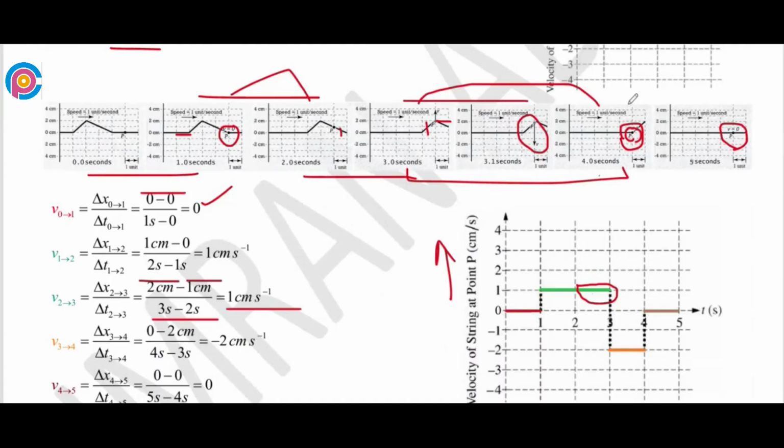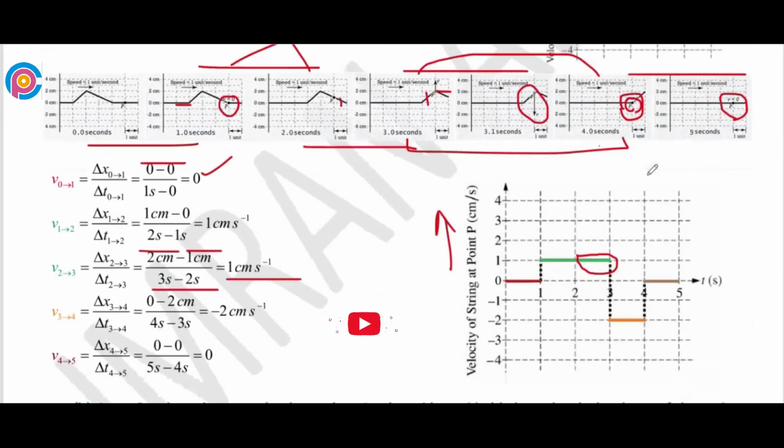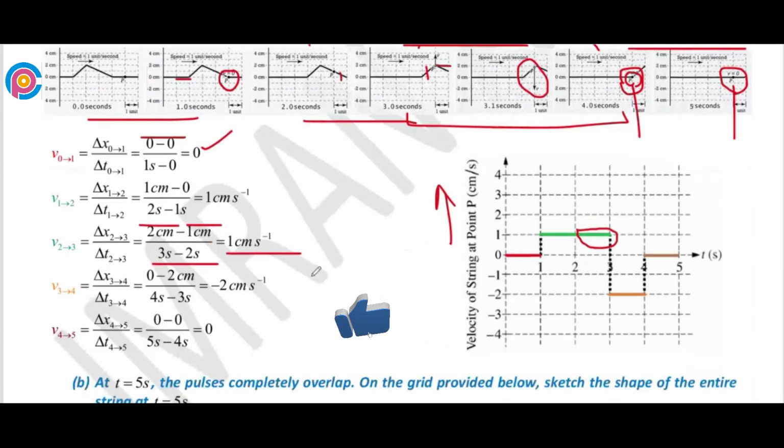What happened in the 4 to 5 second interval? Point P is at 0, point P is at 0. There is no change in displacement, so we can say velocity is 0. Again, the velocity is on the horizontal line. So that's the velocity-time graph representation of the point moving on a string.